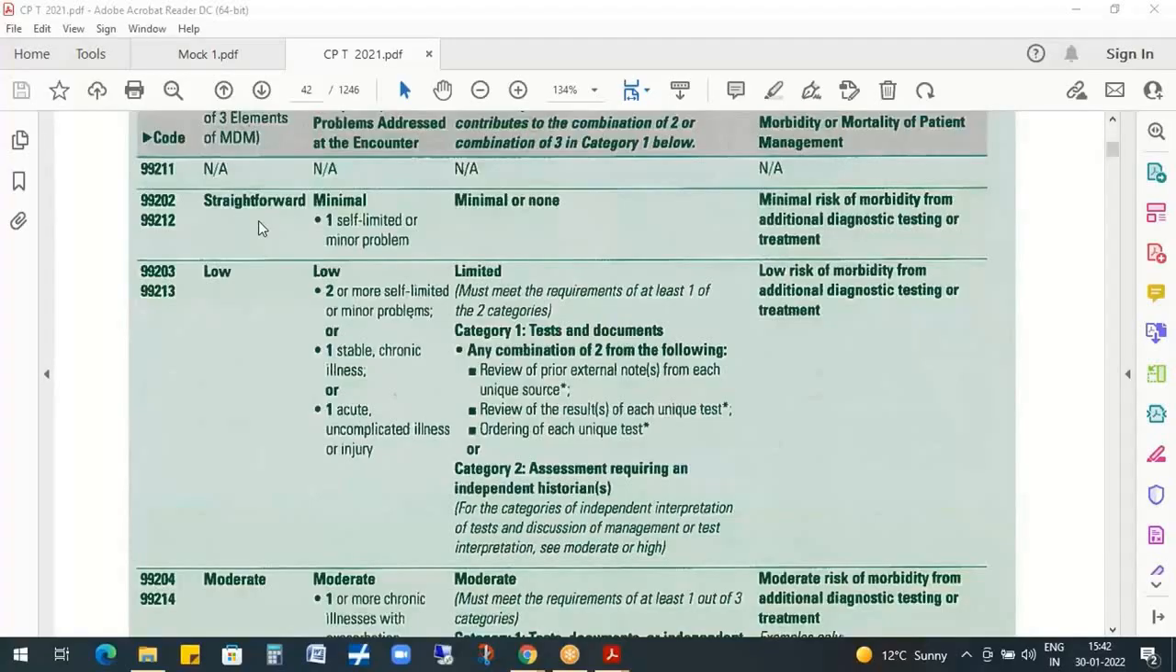Next one, keratectomy. Keratectomy. Removal of corneal tissue.